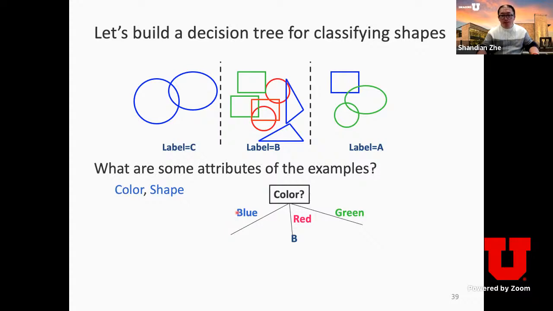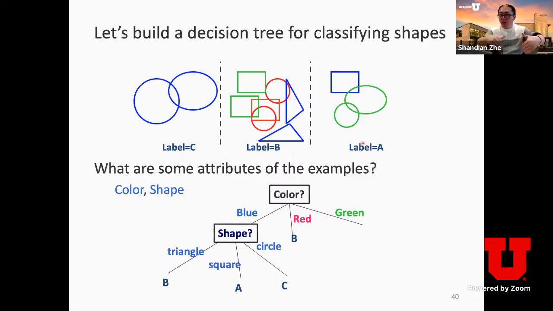And then we look at blue shapes. In blue shapes, we have two blue circles, which are labeled as C, two blue triangles, which are labeled as B, and one blue rectangle labeled as A. That means the labels are still diverse, so we can still partition the subset, the blue shapes.